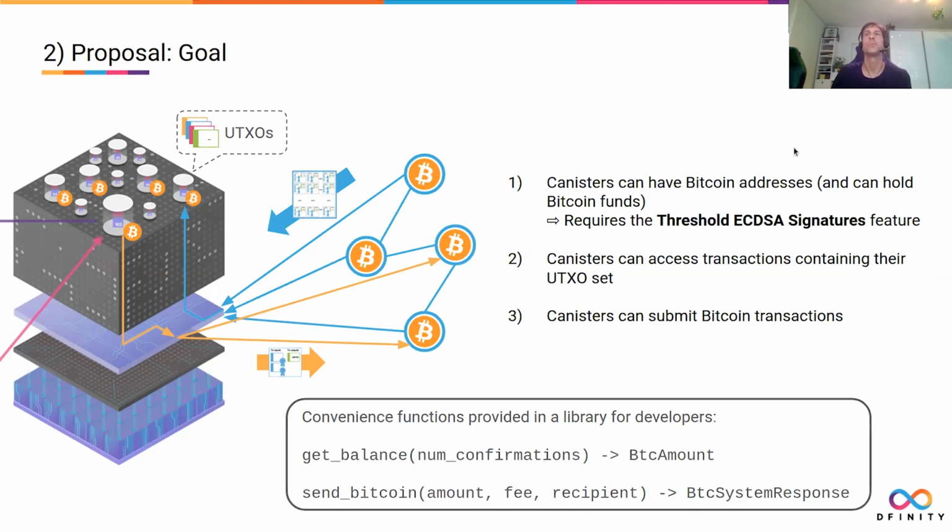And on top of that, we also want to offer a library for developers that provides some convenience functions like get balance, which sums up all your UTXOs, so you can conveniently access your current balance, and also send Bitcoin, which takes care of taking your UTXOs and using the threshold ECDSA functionality to sign all the pieces you need to put together your transaction. So we'll also try to make it easy for the developers and provide at least sample code on how to do this.